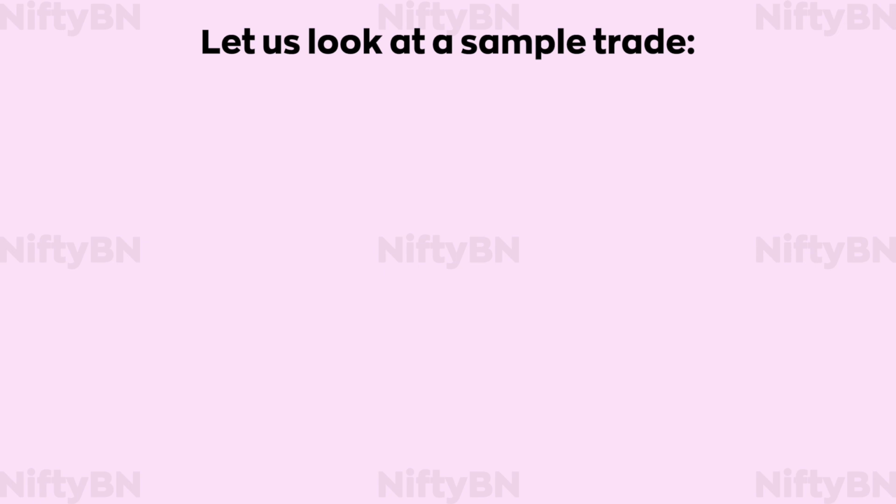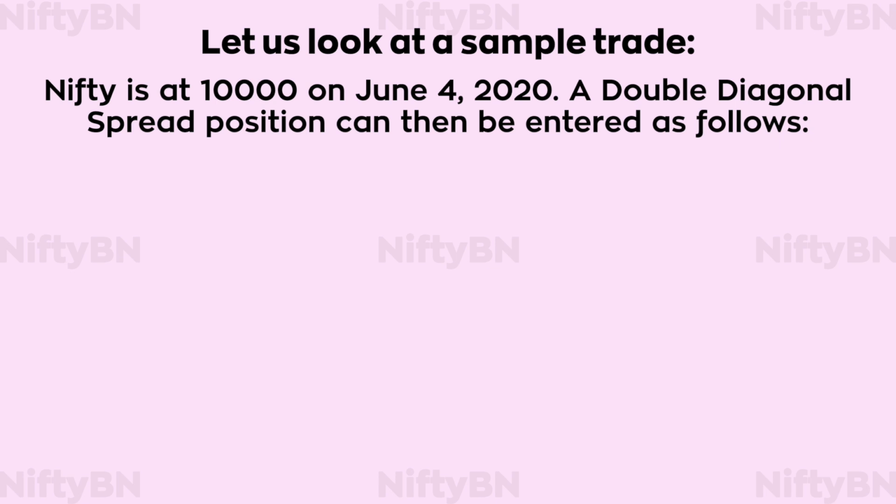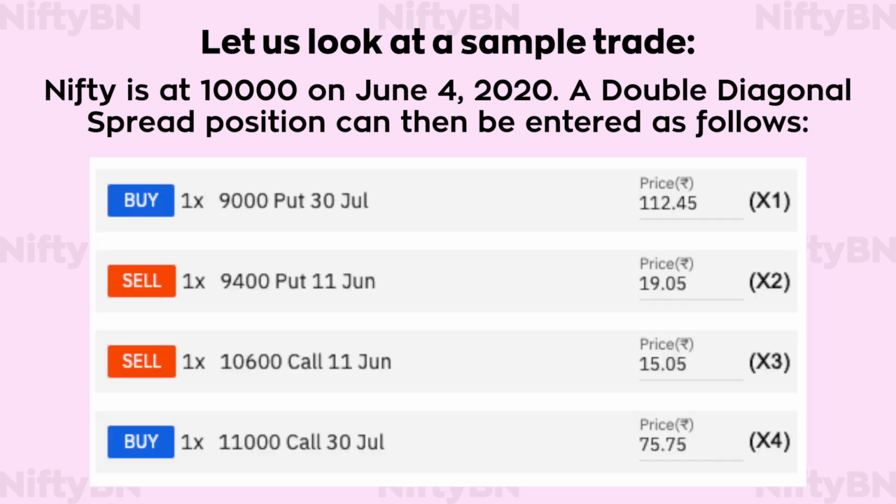Let us look at a sample trade. Nifty is at 10,000 on June 4th, 2020. A double diagonal spread position can then be entered as follows. Buy 1 30th July 9000 strike price put at 122.45. Sell 1 11th June 9400 strike price put at 19.05. Sell 1 11th June 10,600 strike price call at 15.05. Buy 1 30th July 11,000 strike price call at 75.75.